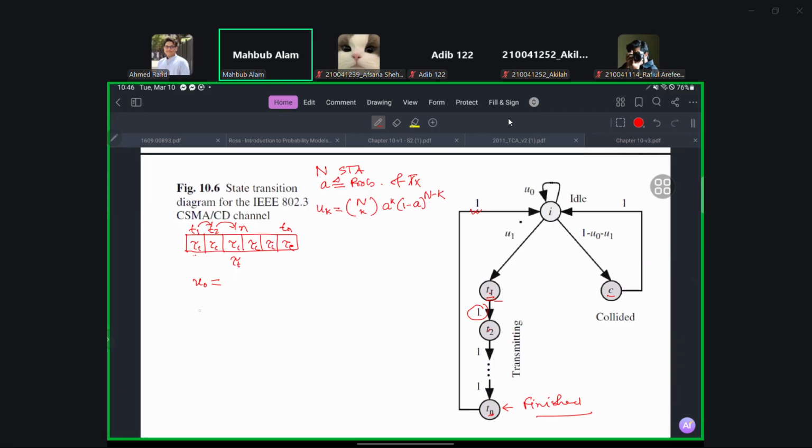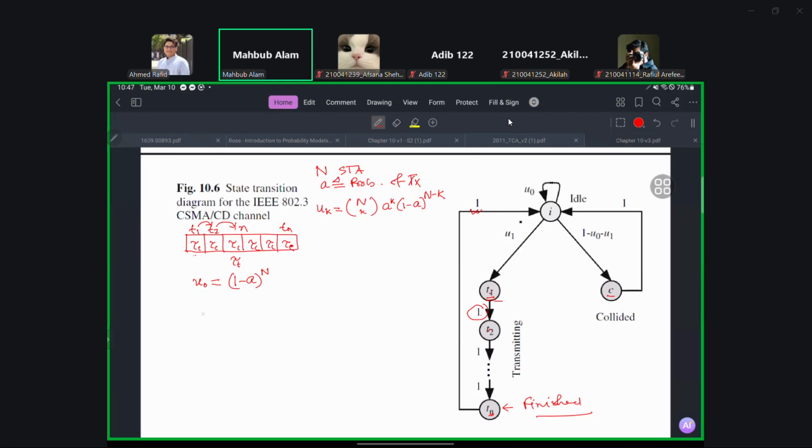So 0 stations transmitting, when k is equal to 0, will be n choose 0, which is equal to 1. A to the power 0 will be 1, so it will be 1 minus a to the power n. So this says none of the n stations is transmitting. Probability A is the probability that a single station is transmitting. 1 minus A is the probability that a station is not transmitting. 1 minus A to the power n is the probability that none of the n stations is transmitting.